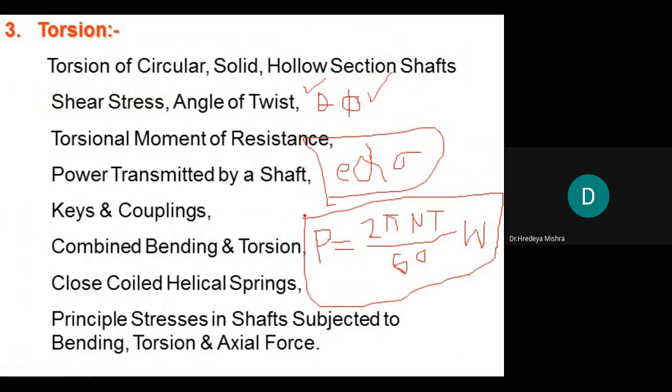Okay, key and coupling. What is key and coupling? Key and coupling are methods by which we can connect two shafts to each other. Coupling is used to connect two shafts and a key is also used to connect two shafts to each other. Okay, how? I will show you.